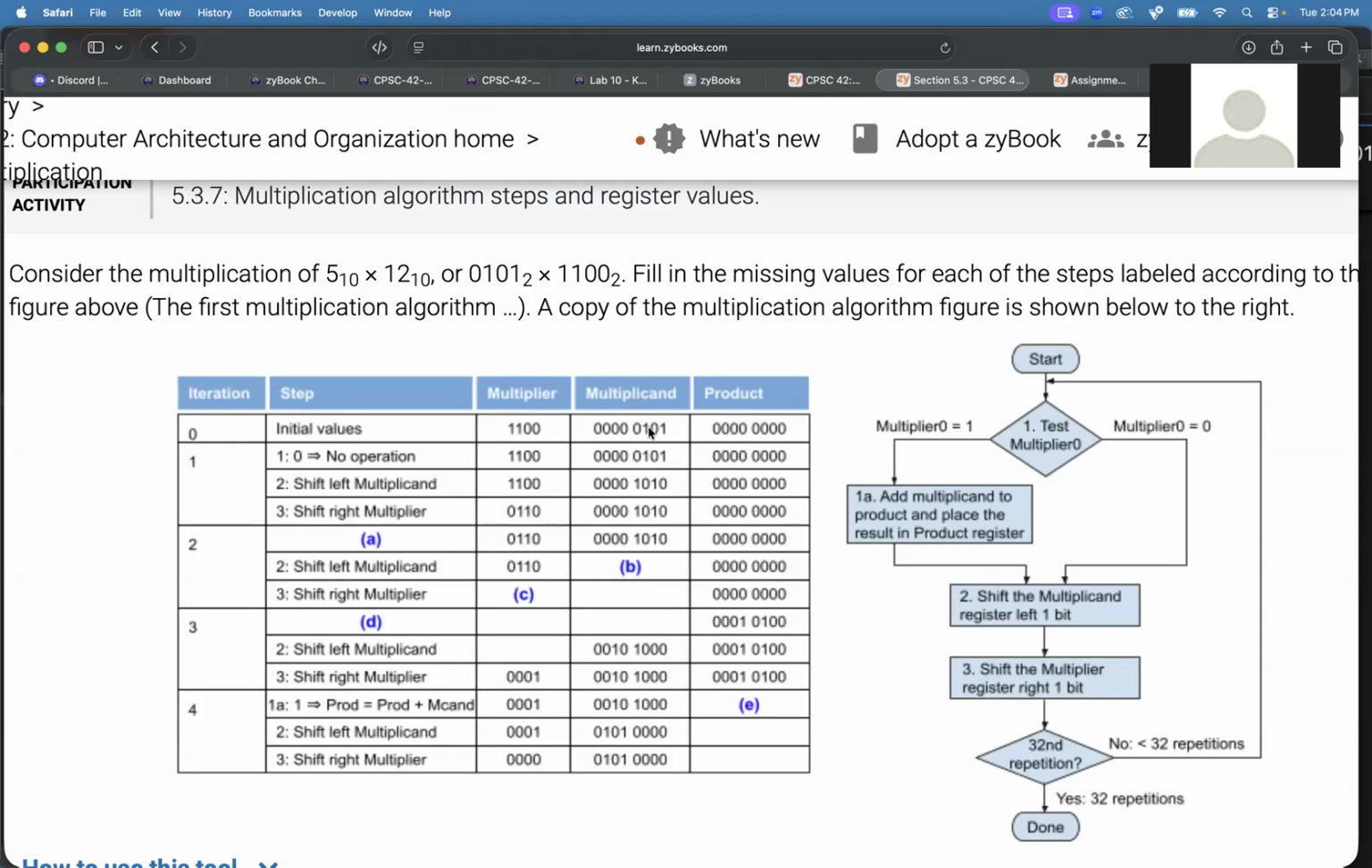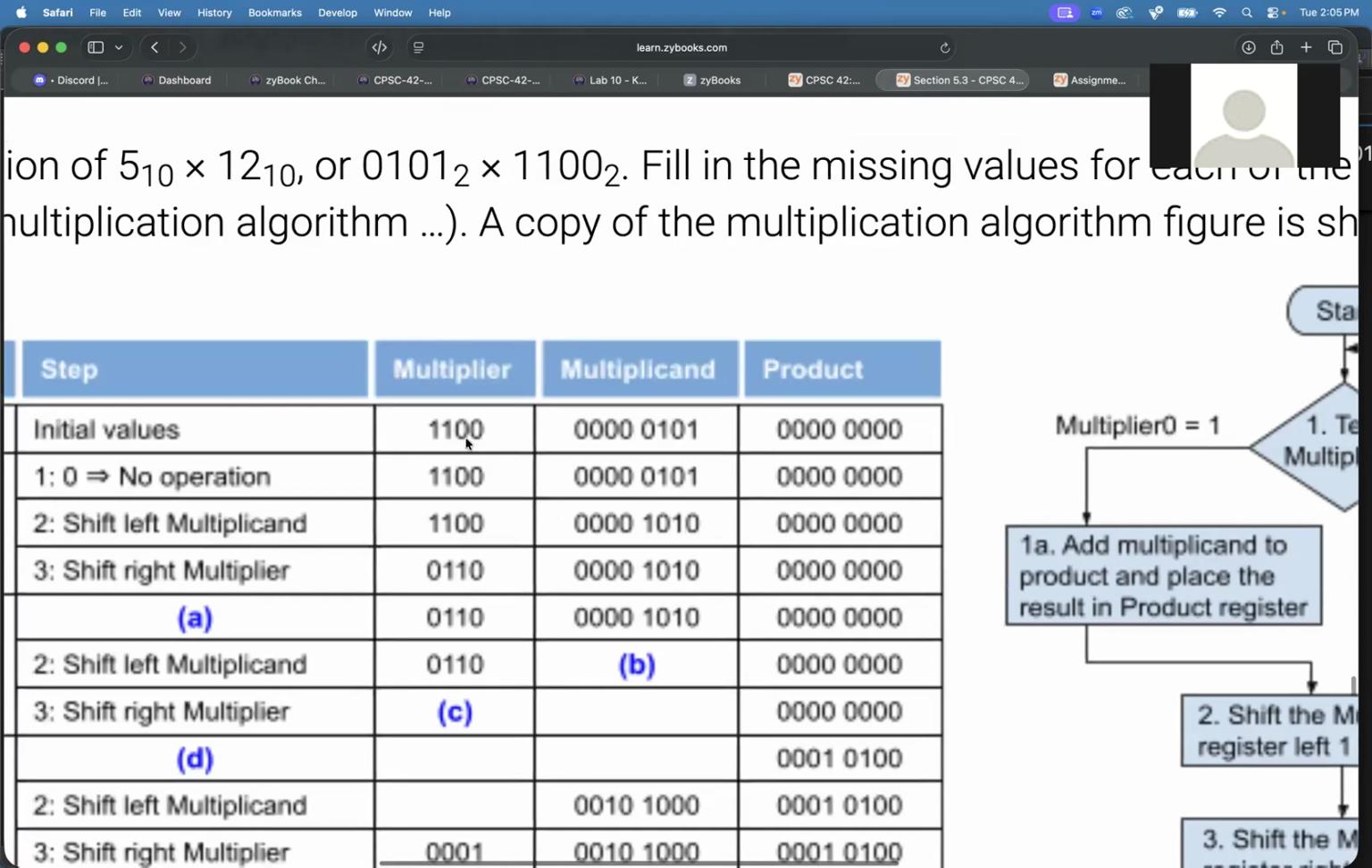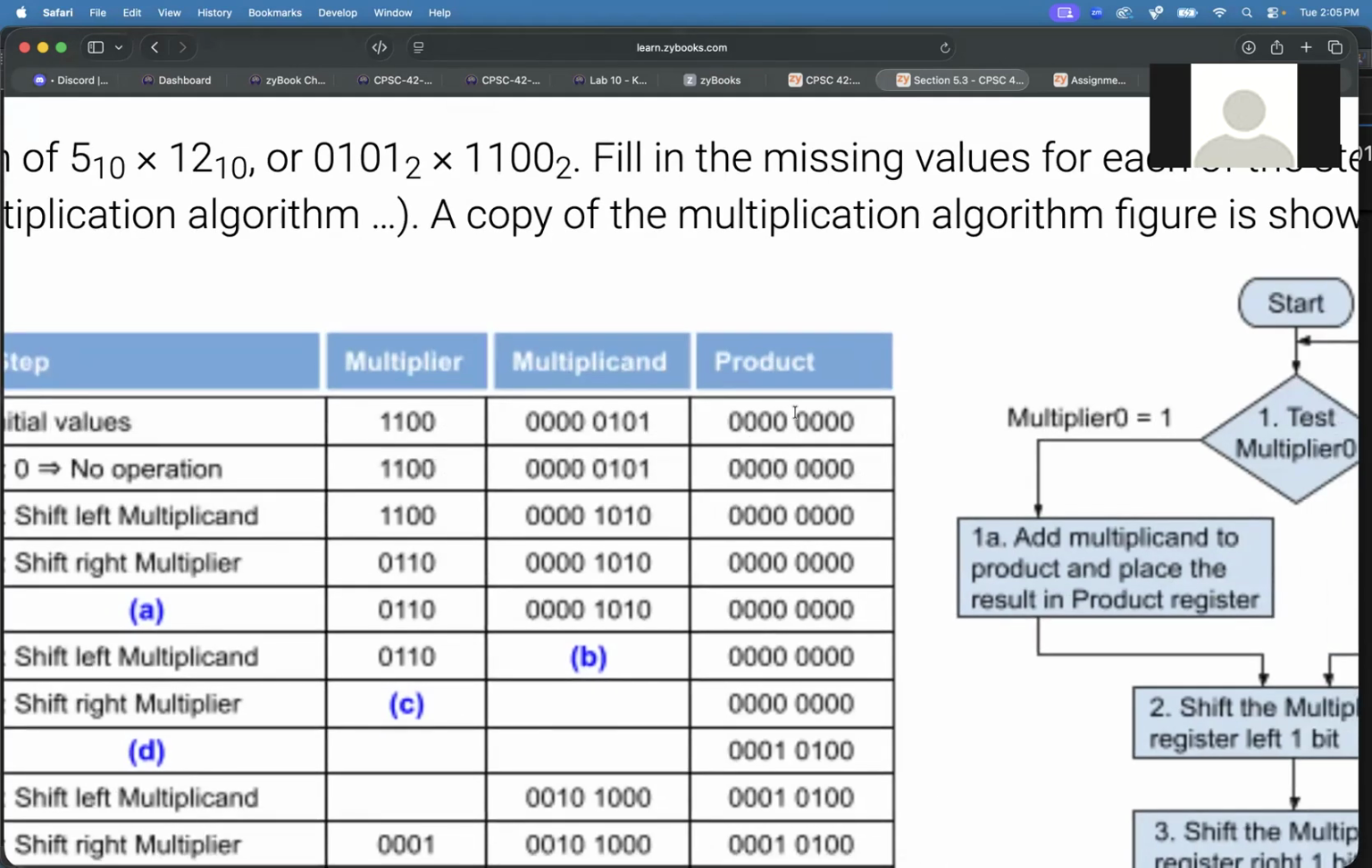Okay. So to start with, they take this 5 and they gave it extra bits, twice as many bits. So they just put zeros at the beginning. But this is still 5. This is 12 that doesn't need extra bits, so they just left it. And the product is where our answer is going, but right now it starts out all zeros.